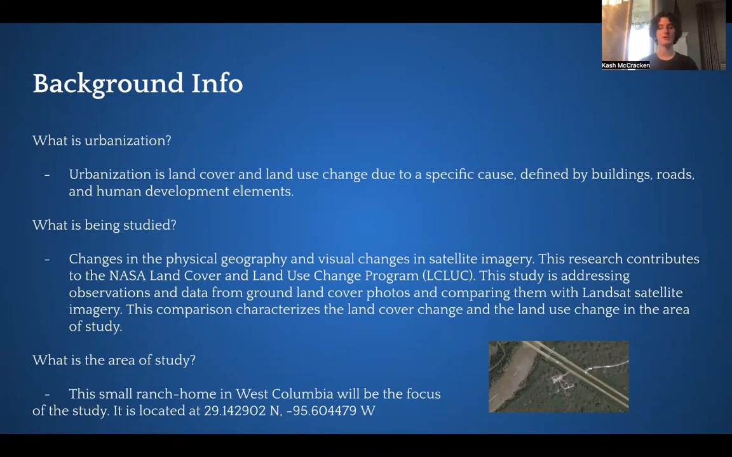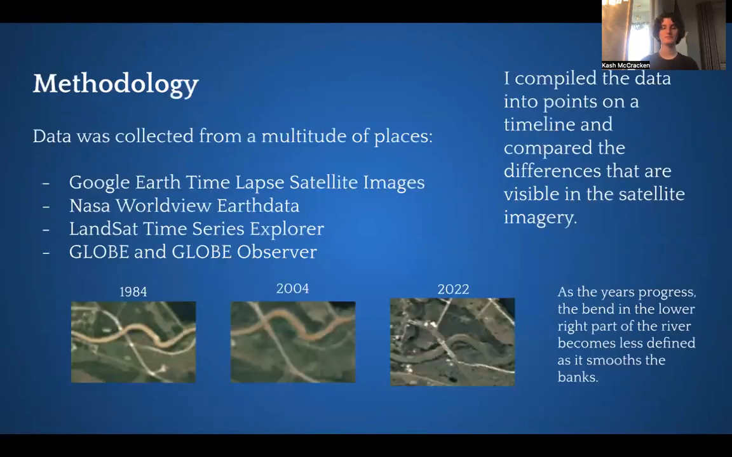So what is my area of study? It is going to be the small ranch home in West Columbia, Texas. So what was my methodology? I collected my data from a multitude of different places. Google Earth's time-lapse satellite images let me see from 1984 to 2022 in the same place. It would time-lapse the images, and I could watch as the landscapes would change around me.